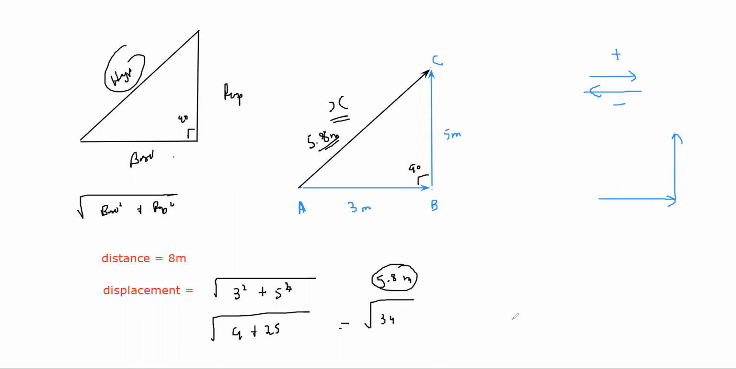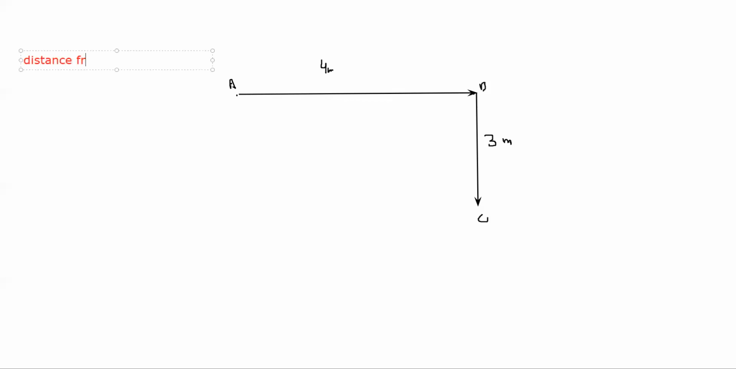Any doubt in this? Another example you will work out, and just mention the answer here. An object travels 4 meters and then 3 meters. The question is, what is the distance traveled by the object from A to C, and the displacement from A to C?